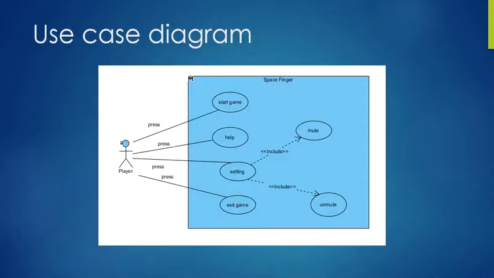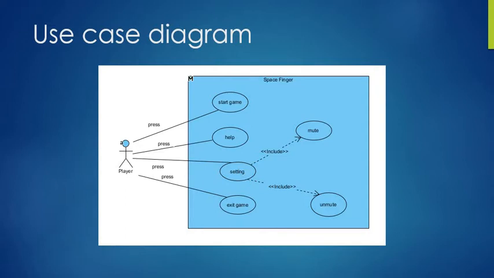Now we have a new use case diagram. The new use case diagram allows the player to start the game, to press on help to see instructions, to press on setting, and to press on exit game. And whenever the player decides to press on setting, they are able to access the mute and the unmute button, which is included in the setting panel.